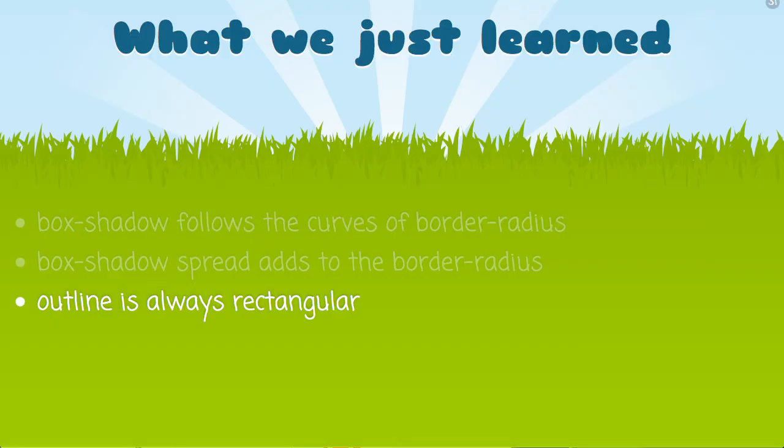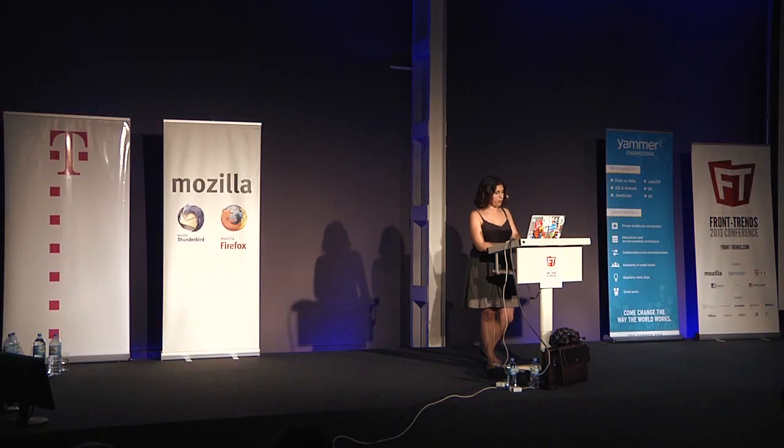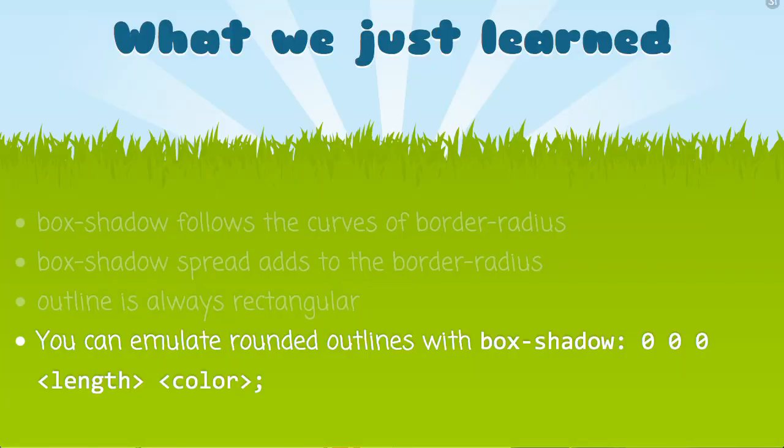Outline is always rectangular. There is a Mozilla extension that's called Moz Outline Radius that allows you to round outlines, but it doesn't follow your border radius automatically. You have to round it separately and adjust it every time you change the border radius. And also, it's Mozilla specific. It's not a standard and doesn't work in any other browser. So emulating them with box shadows is better. You can emulate rounded outlines with box shadow with no offsets, no blur, and a positive spread radius.